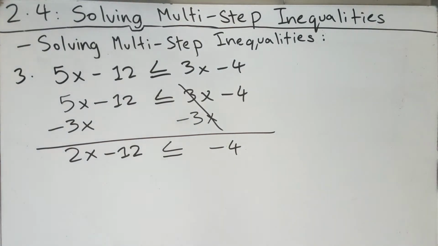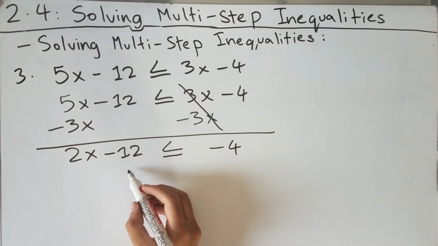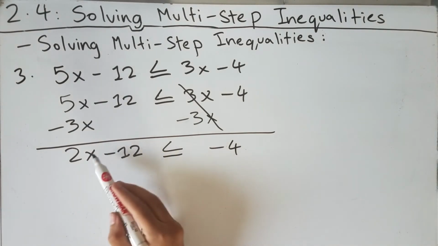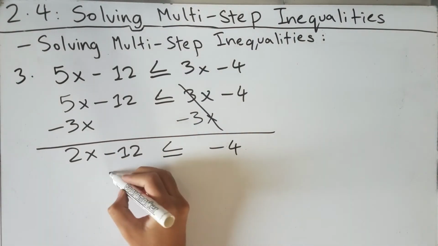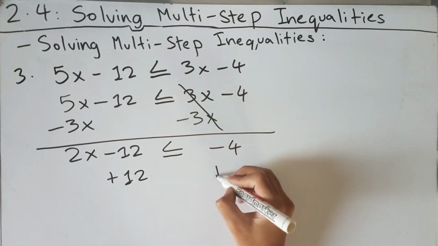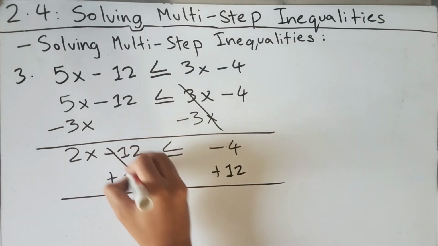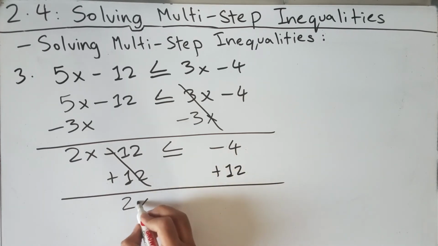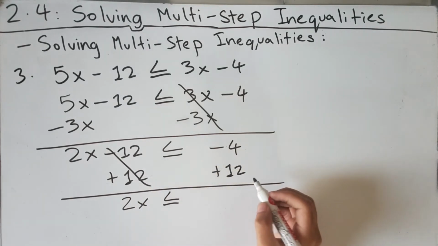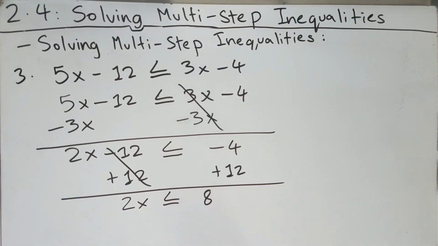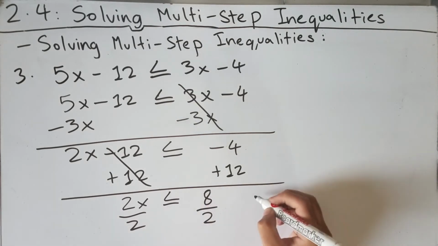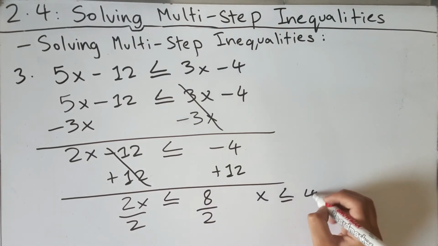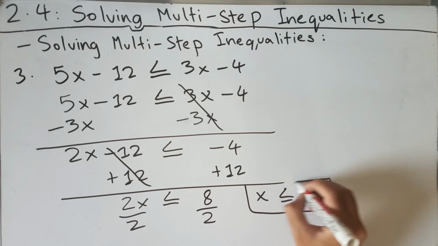Now in this step I see that I have that negative 12, and I have to get rid of it so I can isolate the variable. So I see that I can add 12 on each side of the inequality, and by doing this we get the negative 12 and the plus 12 cancelled out, leaving us with 2x on the left side of the inequality. And here we have negative 4 plus 12, which is 8. And now I can divide each side of the inequality by 2, which leaves us with x is less than or equal to 4. And this is the inequality solution.